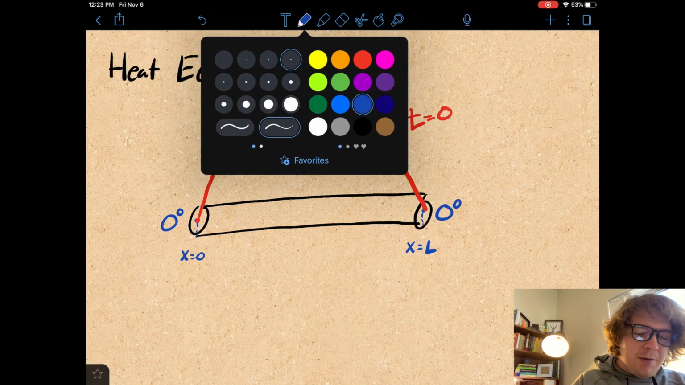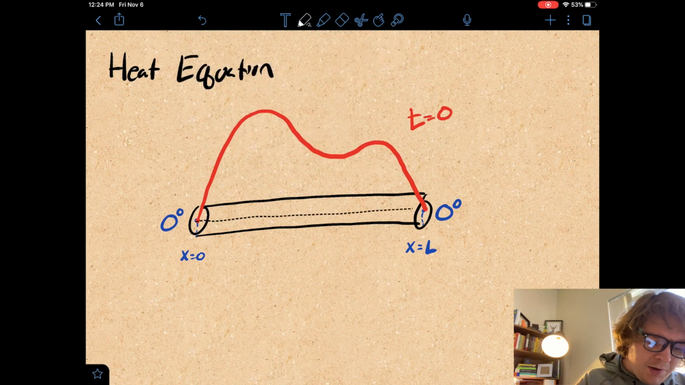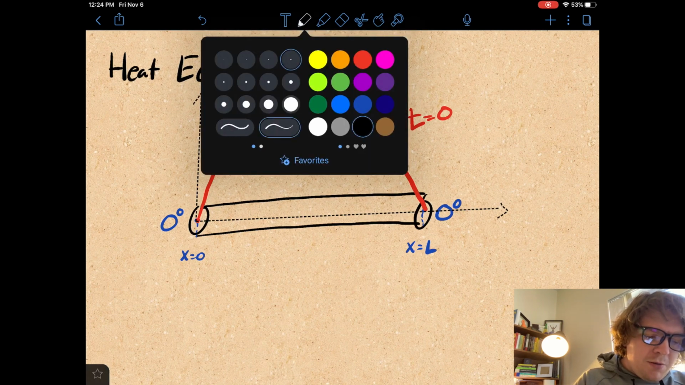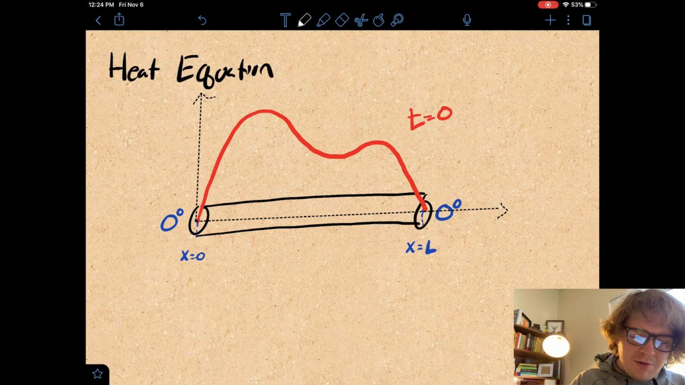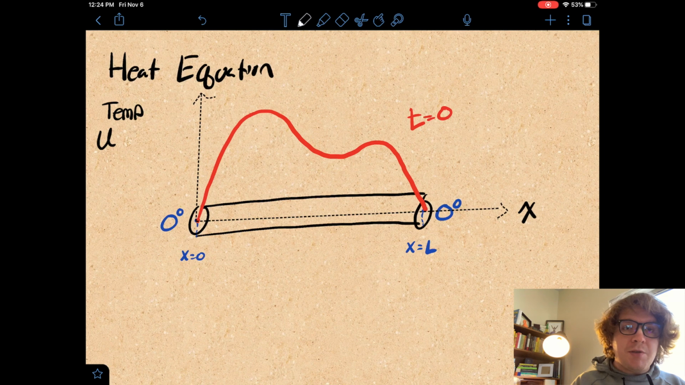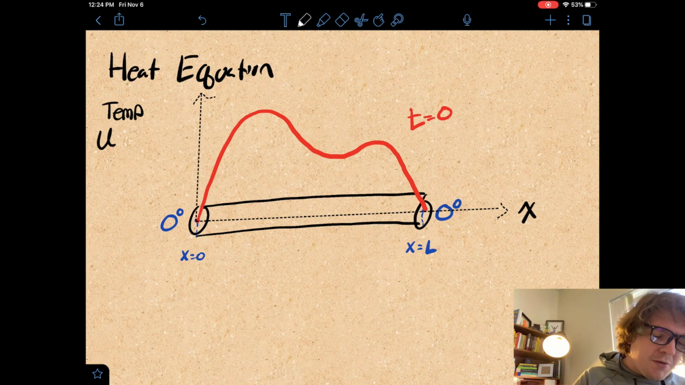And if you would like, you can imagine this being on some sort of Cartesian plane. So you could almost imagine this as being an x-axis, and you can imagine this axis here representing the temperature of the rod. So I'm going to use x to denote position along the x-axis. But for the temperature, I'm going to use the letter U. Why the letter U? It seems to be just convention, but we're going to use U to denote the temperature throughout the length of the rod.